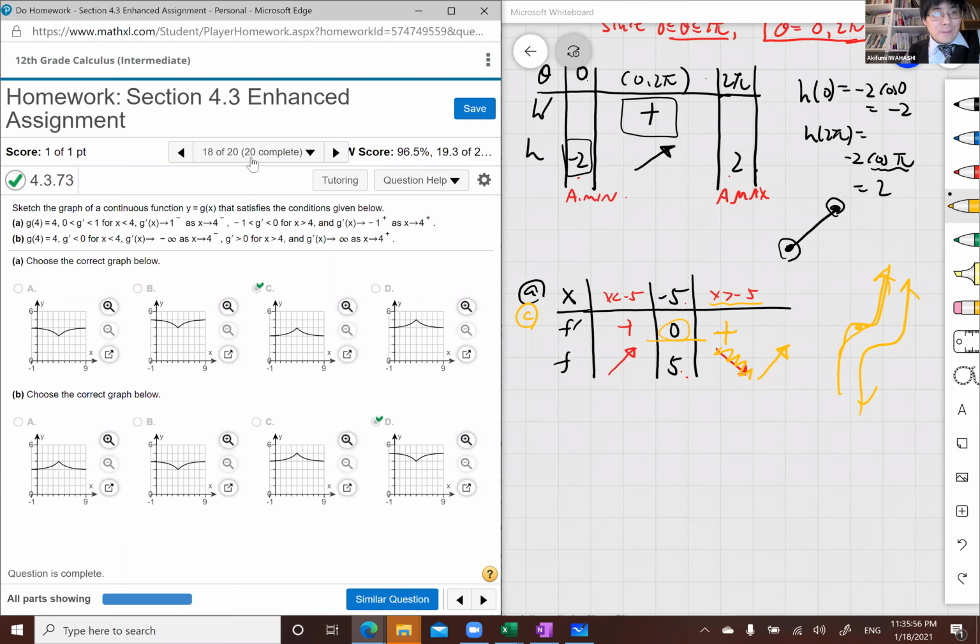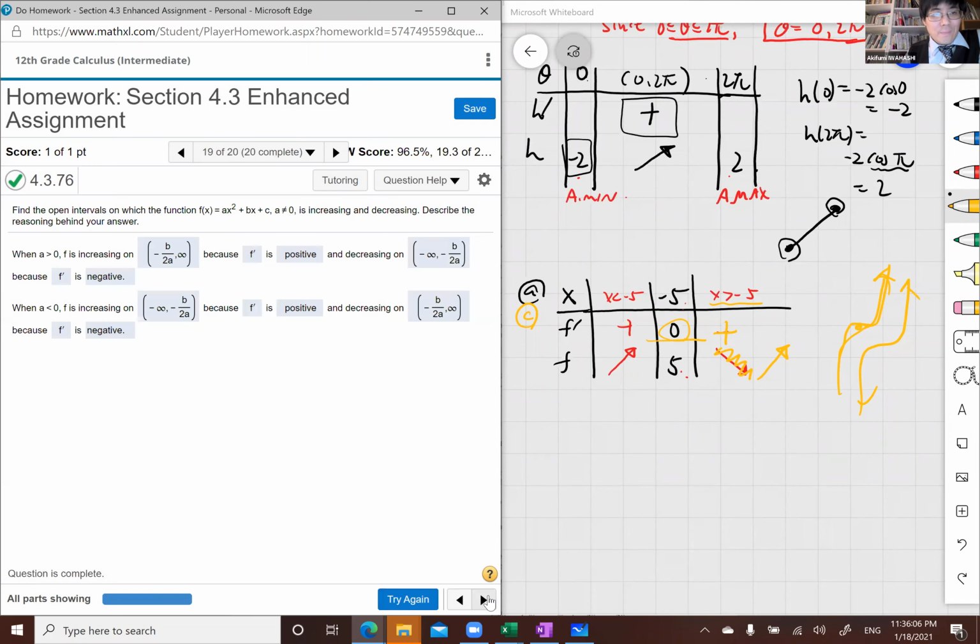Okay, so the next question is similar. I hope you can work on this one, so I'm going to skip this. This is just an application of what we have covered in this section for quadratic functions.